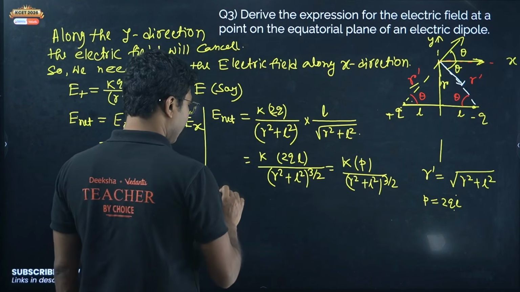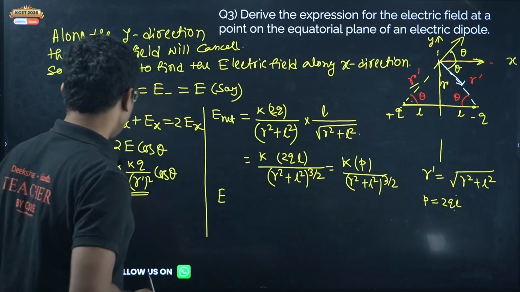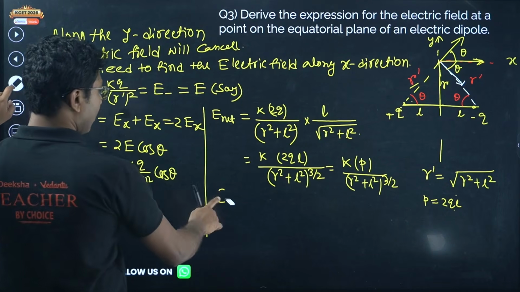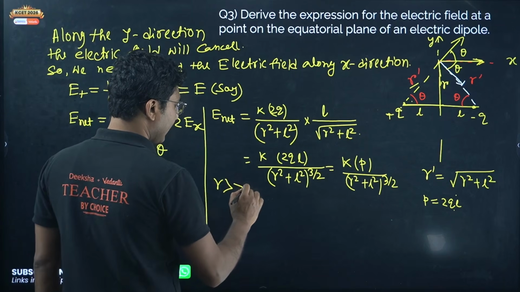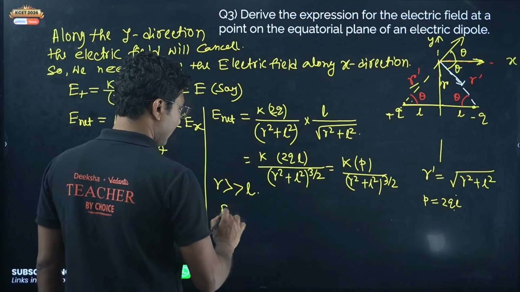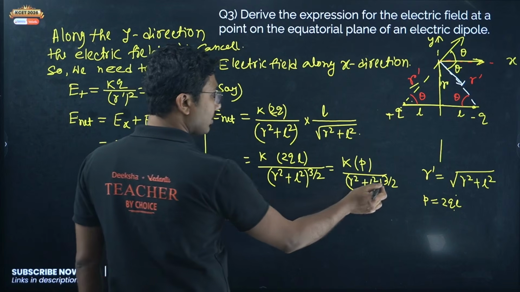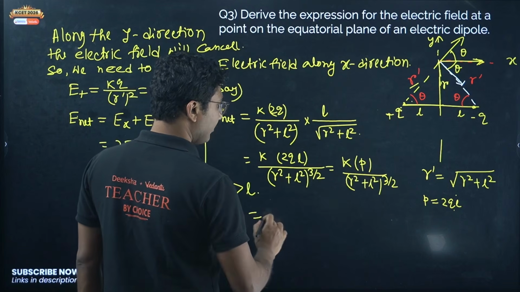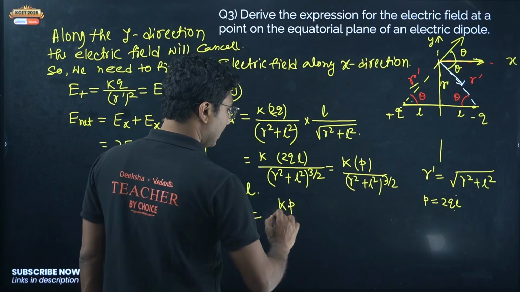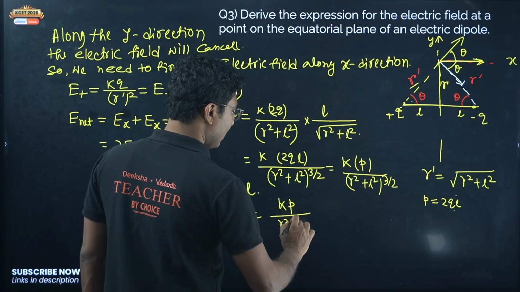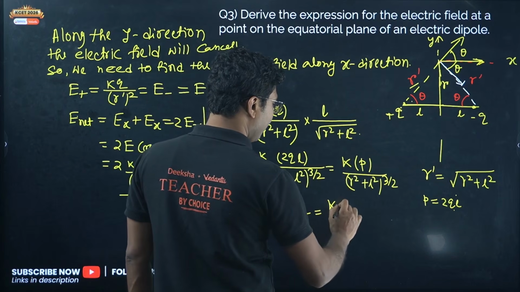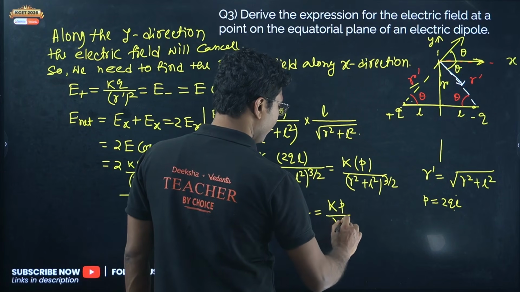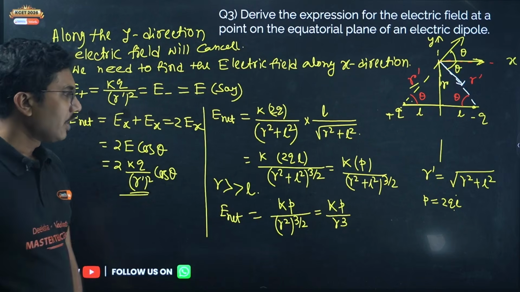Now you can write that E net. Now you have to take the approximation, not approximation, actually it is very authentic, that R is anyway very much greater than L. So you can ignore this L square and write E net equals K P divided by (R square) to the power 3 by 2. L square is 0 now compared to R, so you can write K P by R cube.